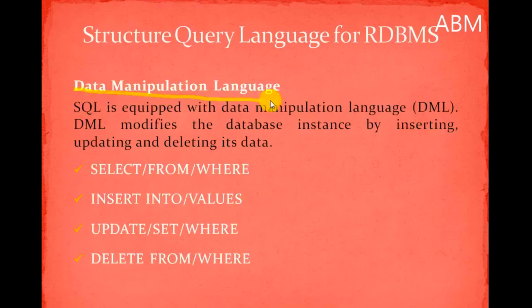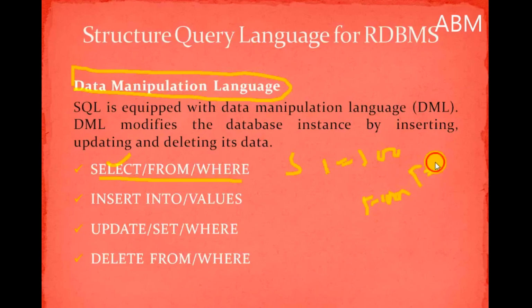Data manipulation language may contain different types of commands: select, from, where. We use select to select data from a particular table. For example, we can say select where id is equal to 100. We have to select those persons whose id is equal to 100. From where we have to select: this shows that the table is equal to employee.